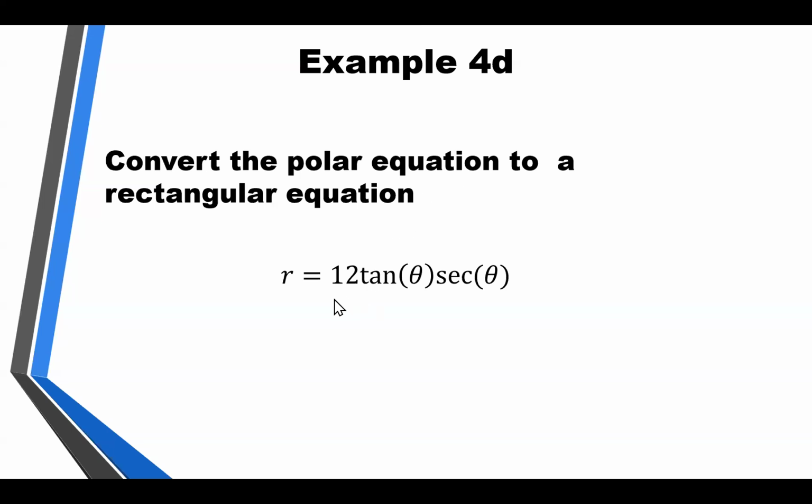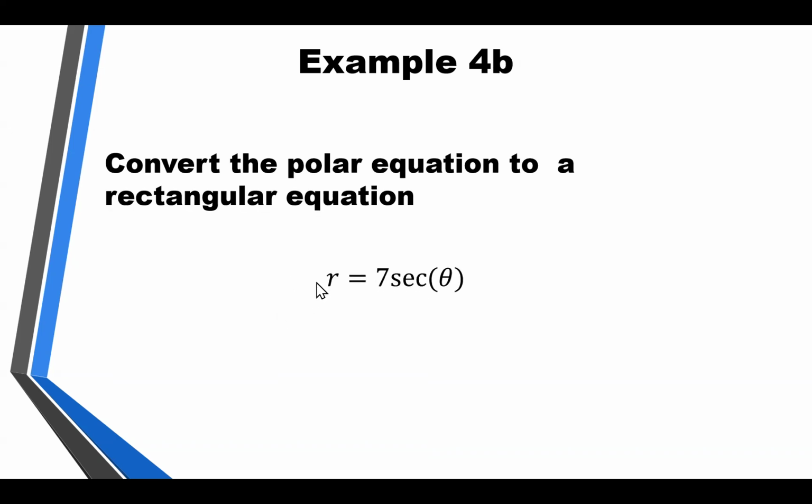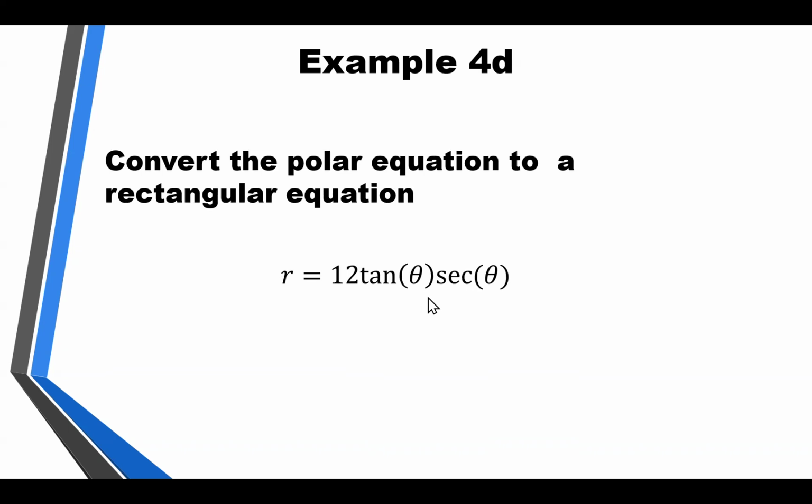Let's do this one. r equals 12 times tangent times secant. That is tangent of theta times secant of theta. There's a couple of different ways we can do this. Obviously, we can use tangent theta as y over x anytime we want. Secant, I would probably write as 1 over cosine so that I can employ that same technique we did in 4b, which was multiplying both sides by cosine. So let's do this one.